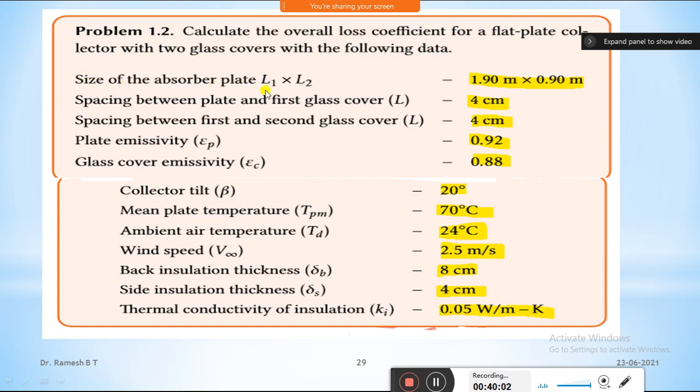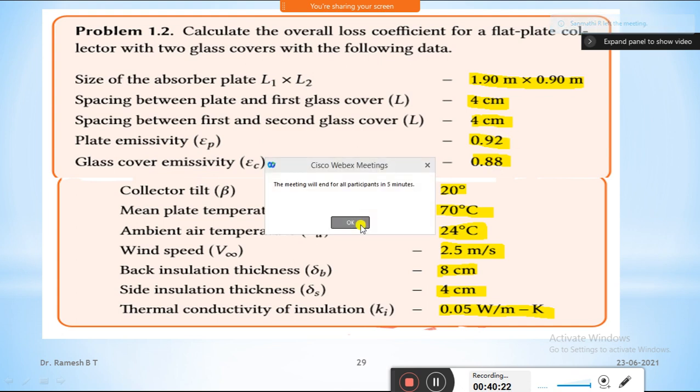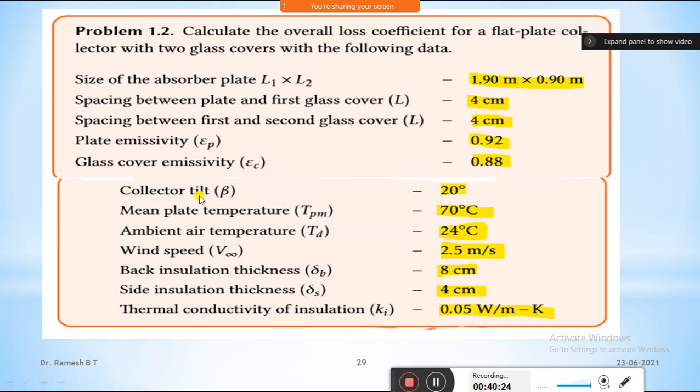The first is the absorber plate dimension L1, L2, which is needed for our calculation purpose. Spacing between the plate and first glass cover, and between the second and first glass, L, is 4 centimeter. Plate transmittivity, that is rho P and rho C, they have given 0.9 and 0.88. And collector tilt, that is beta, is also given. Minimum plate temperature TPM is given as 70. Ambient air temperature is 24.